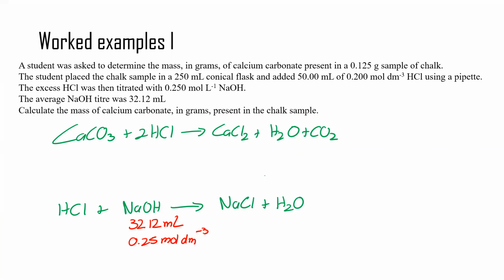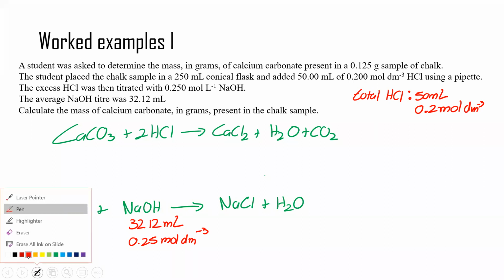And that is the only information that you have, because HCl must have been in excess, so we can write total HCl is going to be 50 milliliters, 0.2 moles per decimeter cubed. And calcium carbonate, it's an impure sample because that is what you need to find.